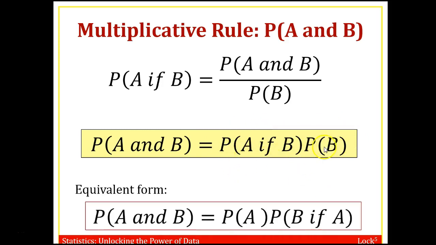And notice we could do the probability of B times the probability of A if B, or we can write the probability of A and B as the probability of A times the probability of B if A. And as before, I would write these both down on a piece of paper. Just have them in front of you when you're working on homework problems and problems through the textbook.